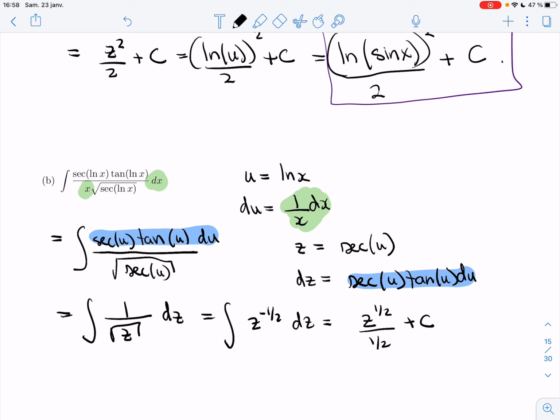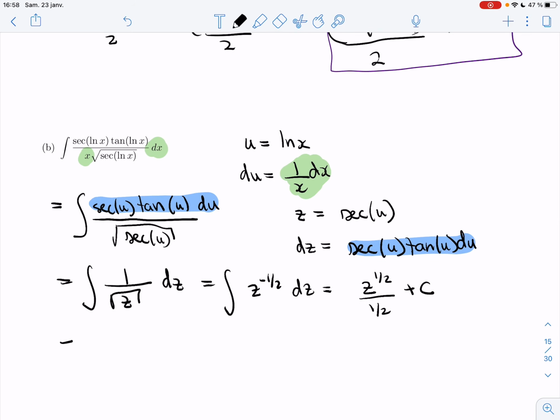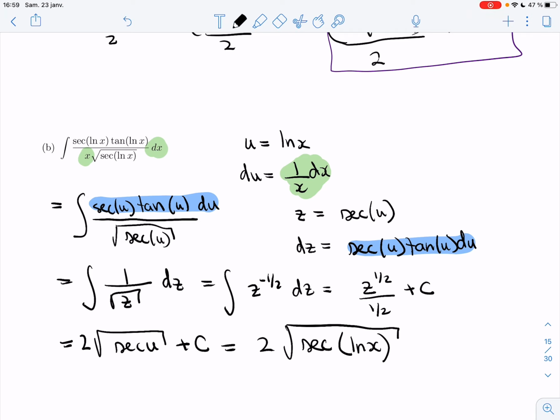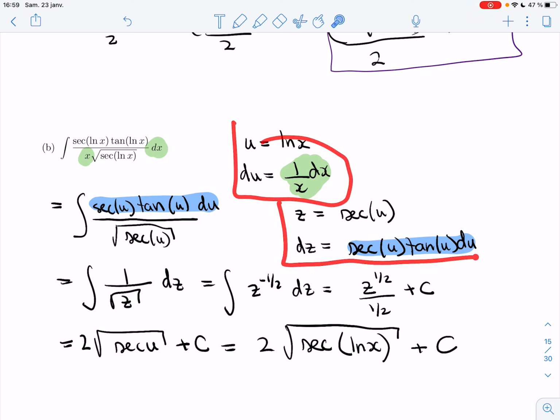The only thing I have left to do is go from z to u and then to x. So I have 2 times square root of z, and z is secant of u. And so I get 2 square root of secant, and then for u, I'm going to take log of x and plug it in instead of u. Don't forget your plus c. All right, so that's good. Two different substitutions. At each point, I took the obvious one and it got me closer to the answer.